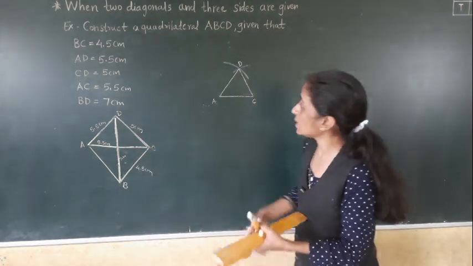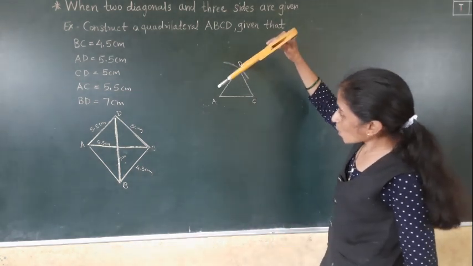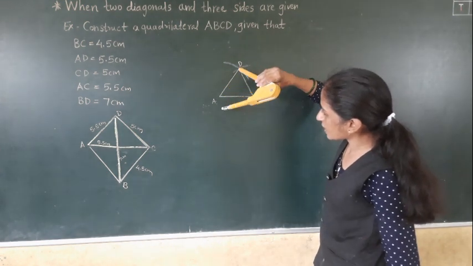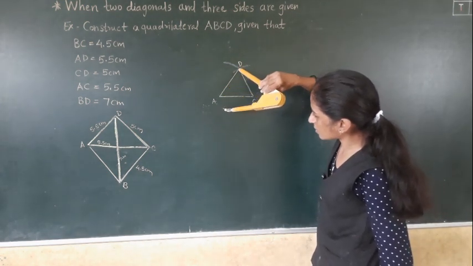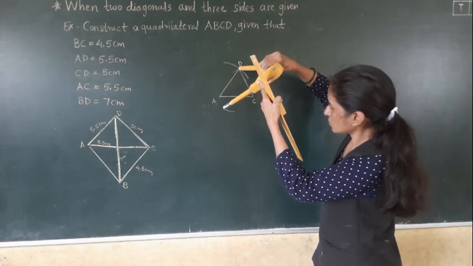So it is from D. D point we have. D as a center and with 7 centimeter radius draw an arc. See, my hand is moving due to the board.